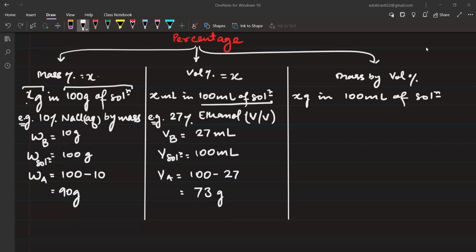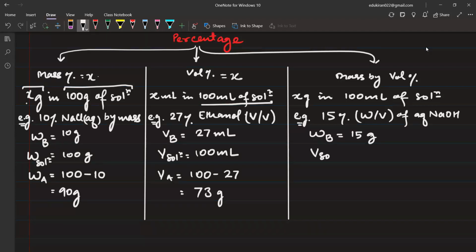Okay, now listen here. This one is important. For example, let us suppose you have been given 15% mass by volume, W by V, of aqueous NaOH. Now here I can say that the mass of solute is equal to 15 grams, and the volume of solution is 100 ml. But I cannot say the volume of solvent or the mass of solvent, because they have different units, right? I cannot add or subtract them.